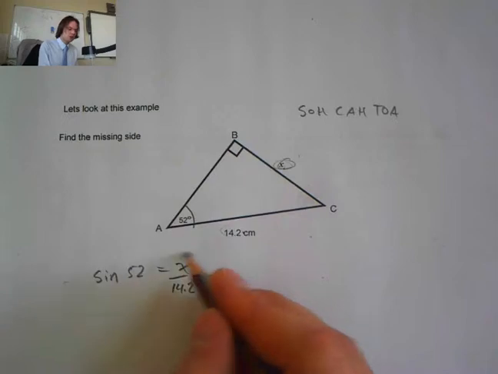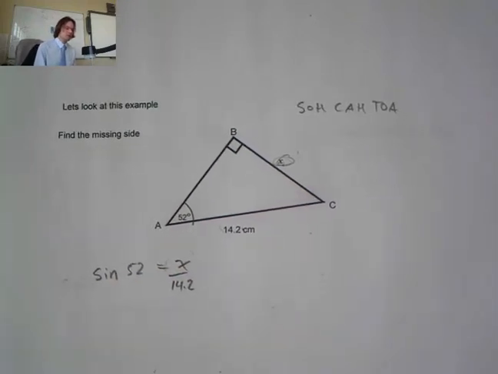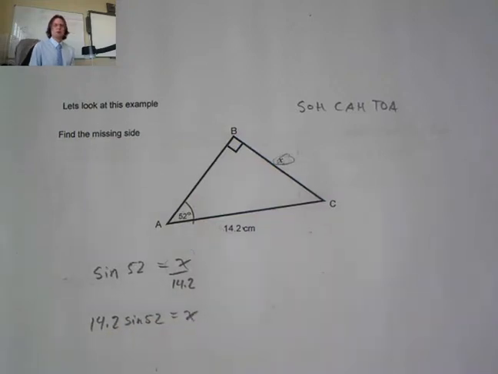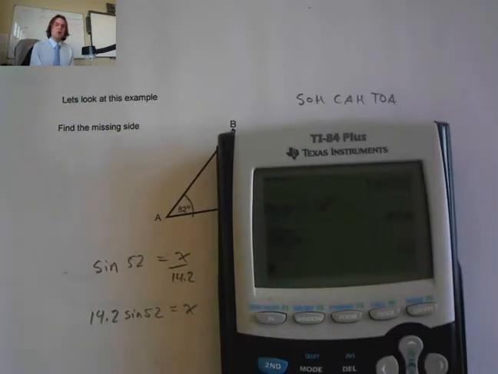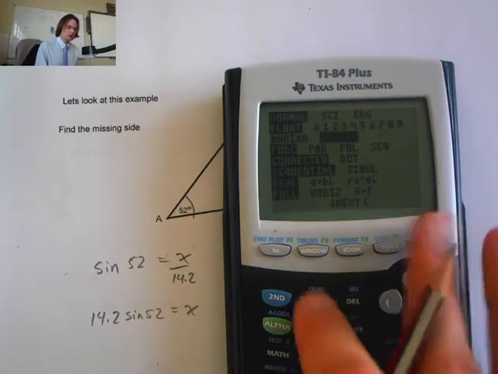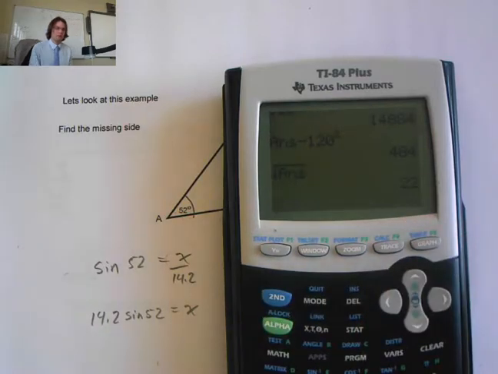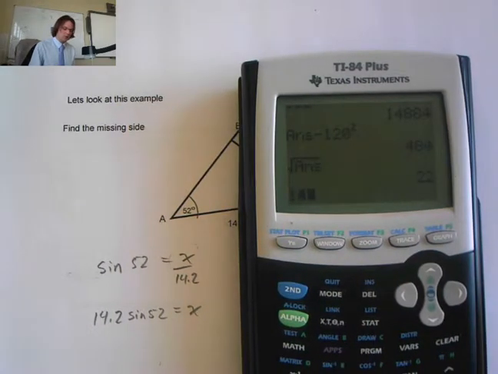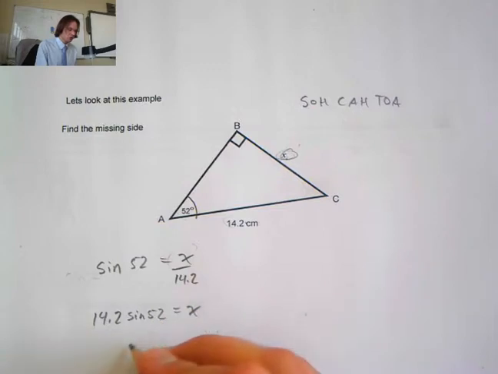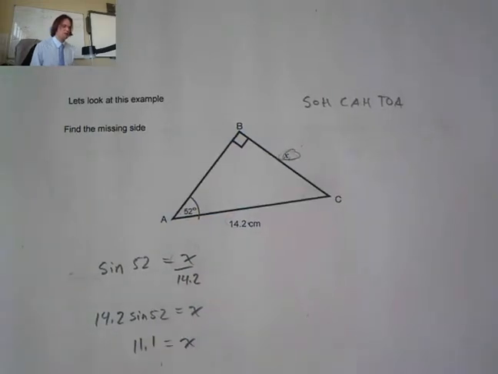So now we have to solve for x. How do I solve for x? I'm going to multiply both sides by 14.2. Okay? Put that into my calculator. But first thing we always must do is make sure the calculator is in degrees. I look over, degrees is highlighted, it's in degrees. Okay, so I got there by pushing the mode button. Okay? Now, we go 14.2 sine 52. And I'm going to get 11.1. So 11.1 is equal to x. All right?